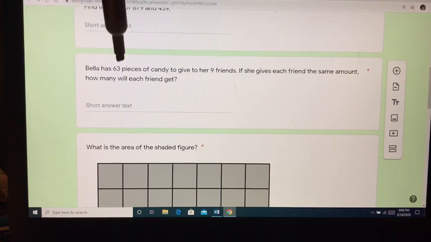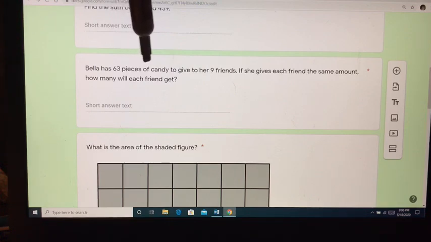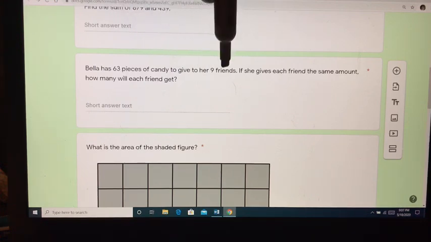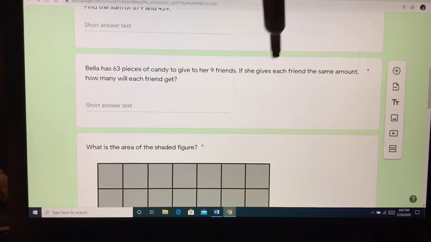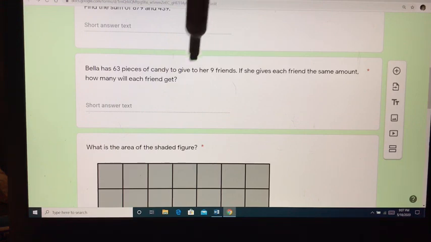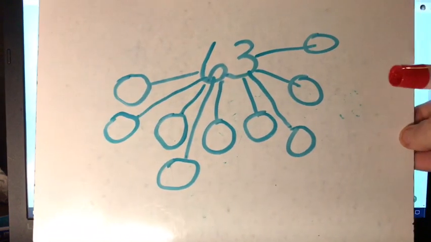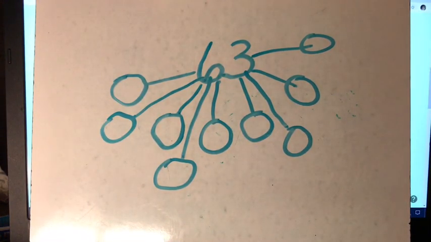All right, so Bella has 63 pieces of candy. So I'm going to use the 63 to give to her 9 friends if she gives each friend the same amount. So she's not keeping it. Bella's not getting it. She's actually giving it to the 9 friends, so we're going to use the 63 and the 9. All right, so we want to find out how many pieces each friend will get. So let's look at how that would look on the board here. So there's the 63 pieces of candy, and she's going to give to 9 friends.